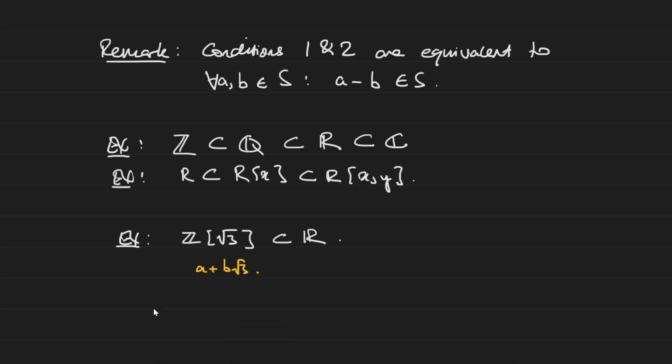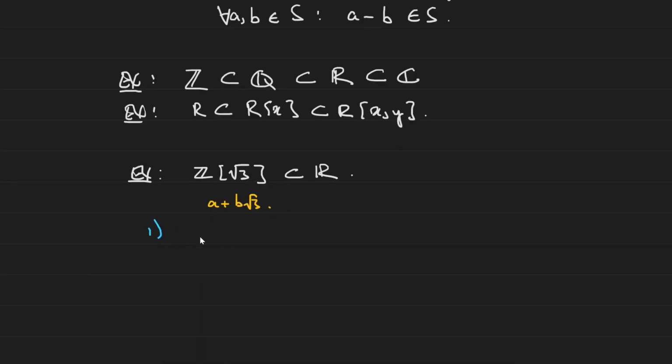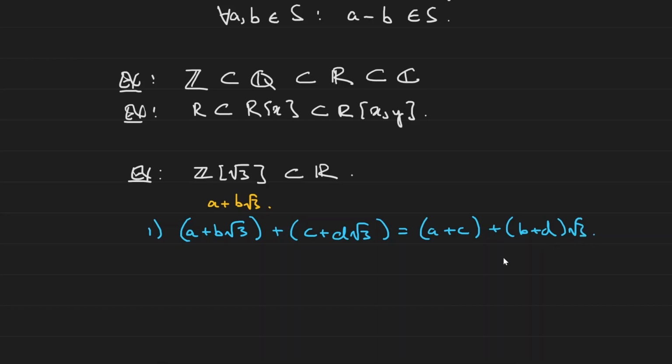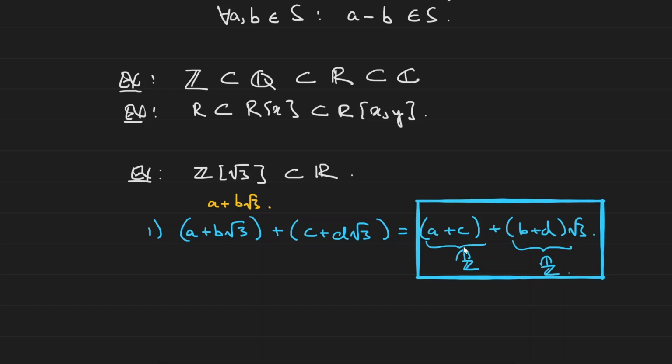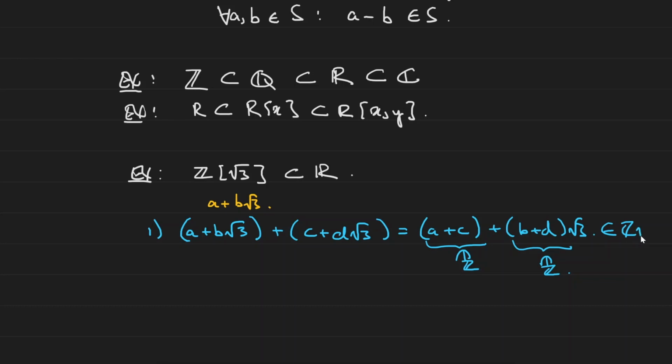Okay, so let's check the conditions. First of all, we need to check closure under addition. So A plus B square root of 3, this is one element. You add it with another element, C plus D square root of 3. This is A plus C, and then plus B plus D square root of 3, if you just rearrange things and factor things. A plus C is an integer, and also B plus D is an integer. So the sum over here definitely lies inside of Z adjoined square root of 3.